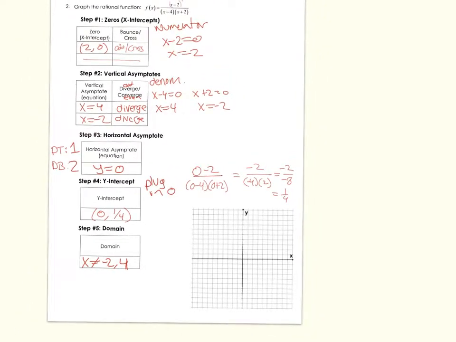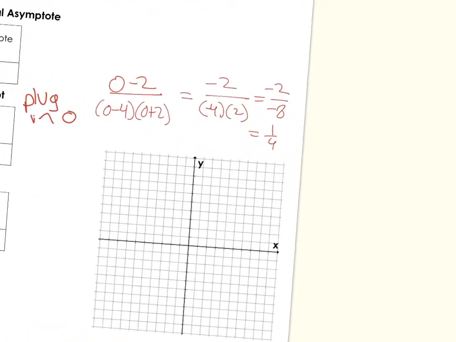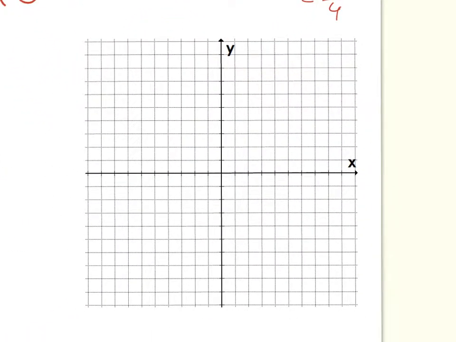So we start with the zeros, the x-intercepts. This is 0 at 2, comma 0. So I'm going to plug that in. So we go up here, and the 0 is at 2. Put that point down. Now we check our vertical asymptotes.